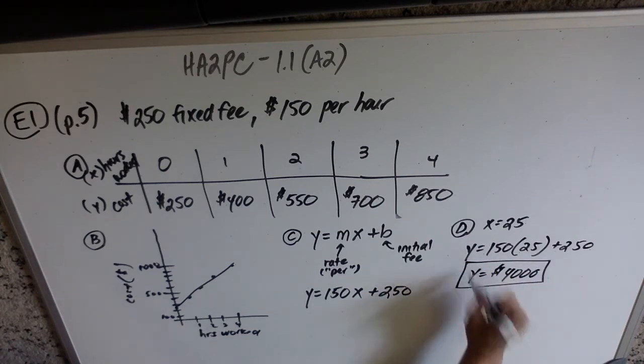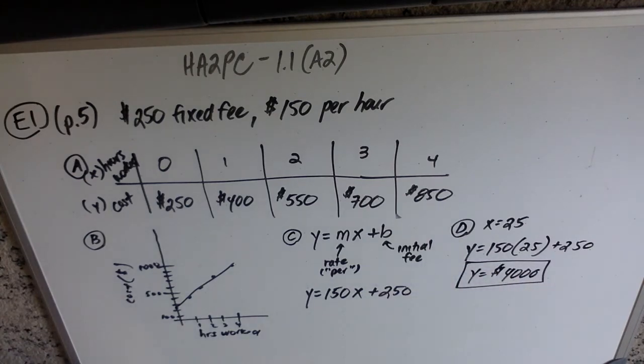So yikes, 25 hours, $4,000. Lawyers are not cheap. Okay, so that's example 1 on page 5.